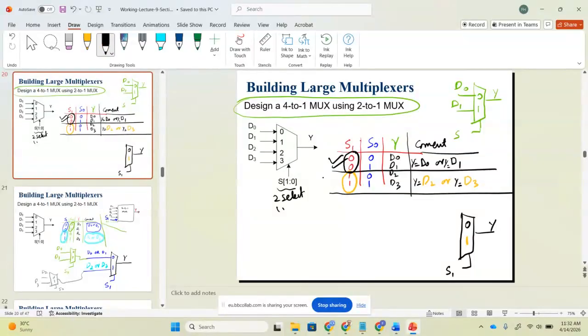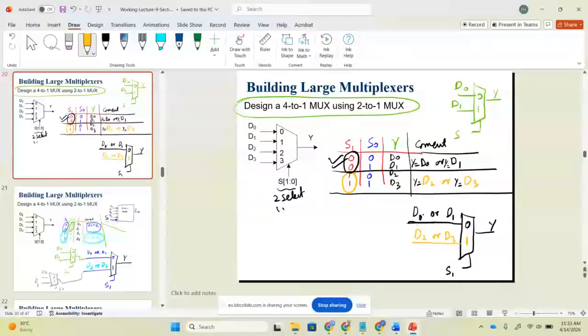So if S1 is 0, what should I write here? When S1 is in the black color, what should I write here, on this line? Please help me. D0 or D1, we don't know. Now if S1 is 1, what should I write on the orange color? Can you help me? D2 or D3.